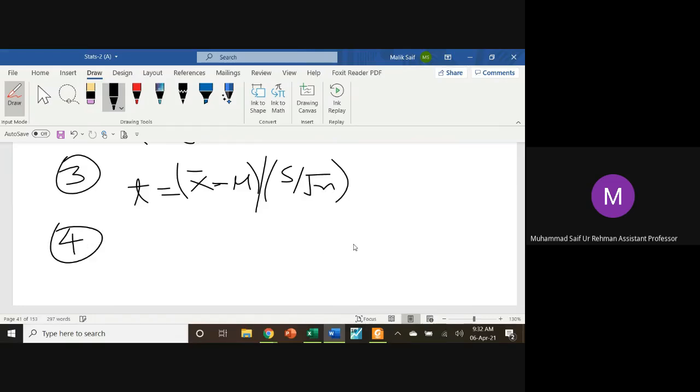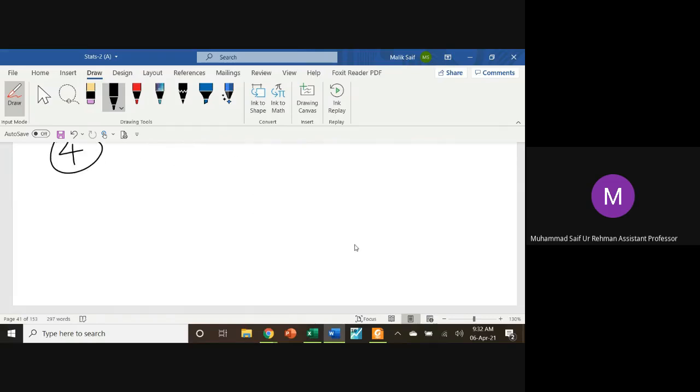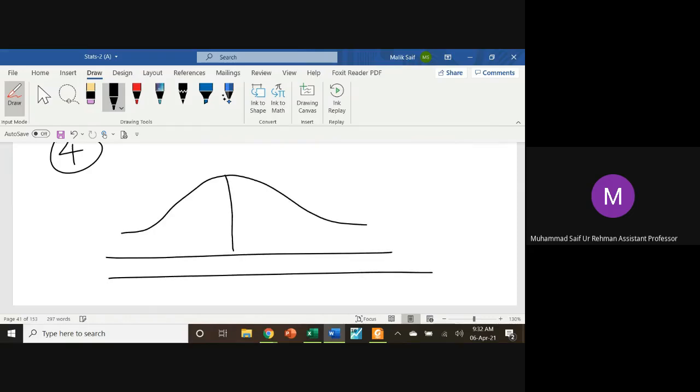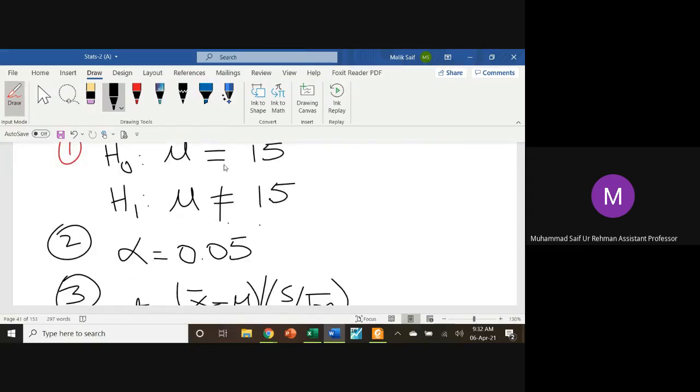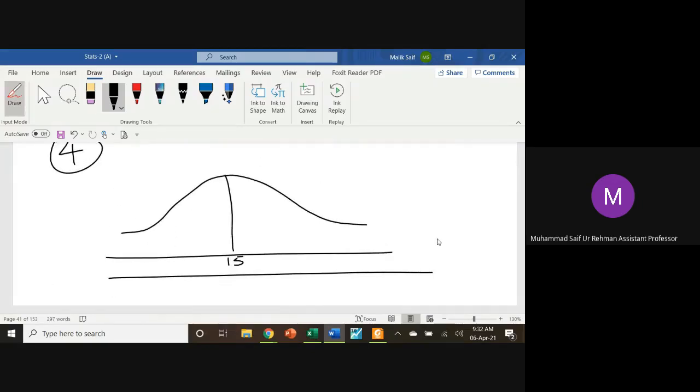You will come to step 4. You will draw the distribution, t distribution. Let us say this is the t distribution. Mean is 15. And see, as I'm solving this question for equality sign, it will be two-tailed. One tail will be to the right side, one tail will be to the left side. So now you should be able to solve the situations where there are two tails in the distribution.